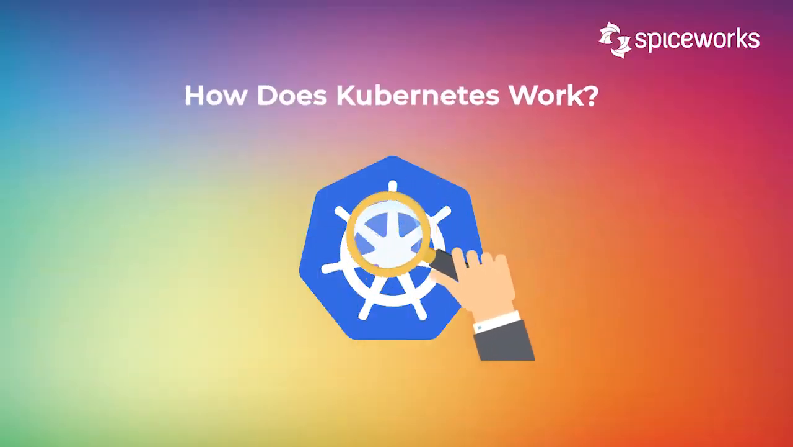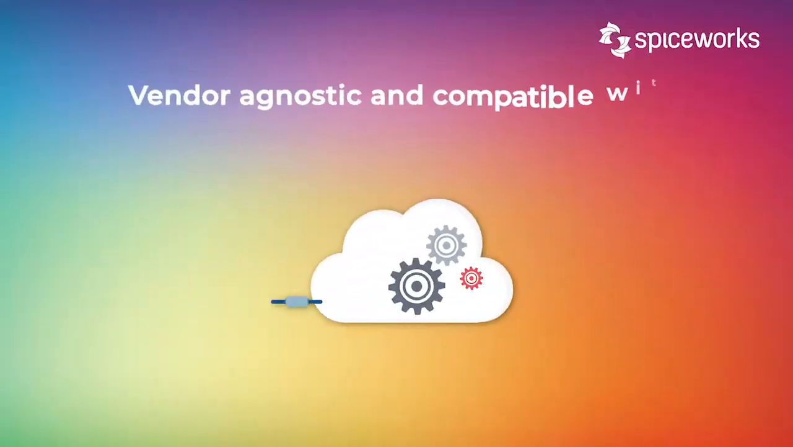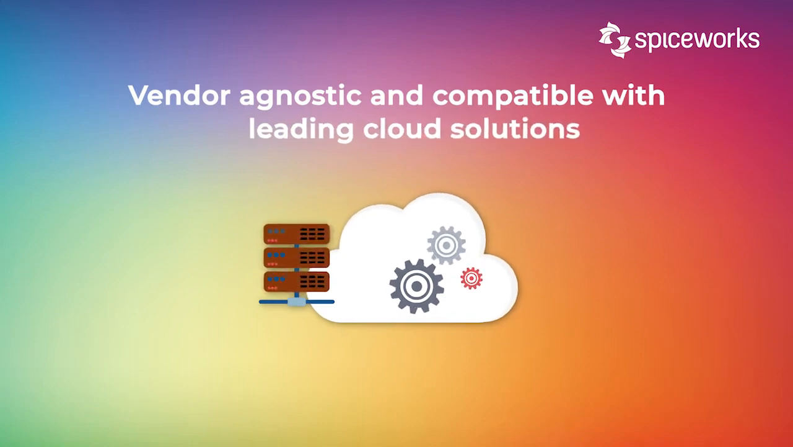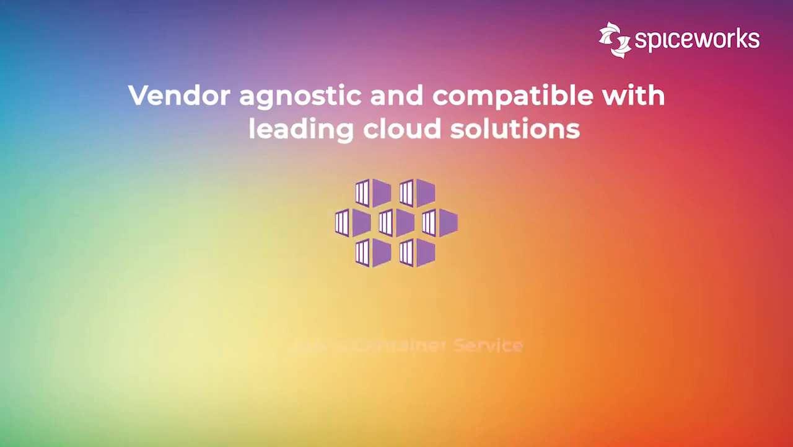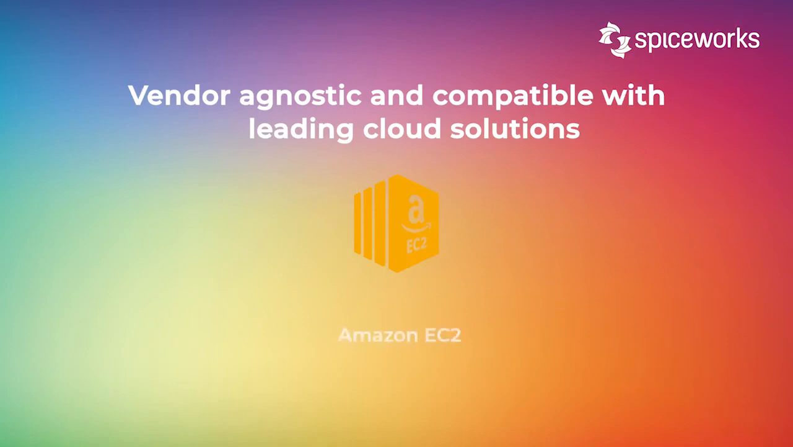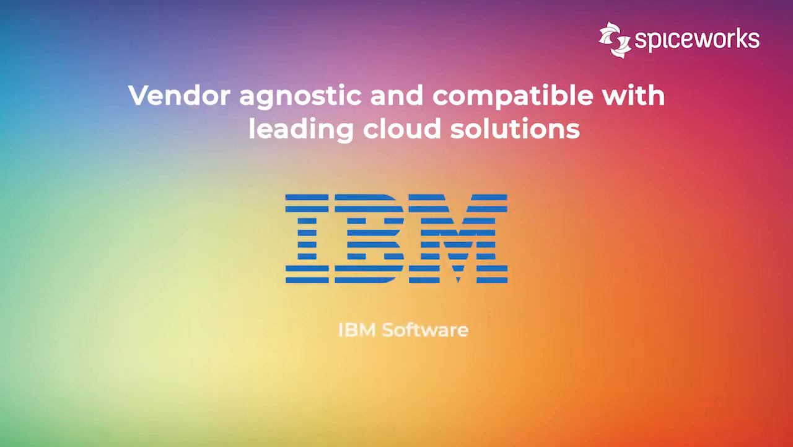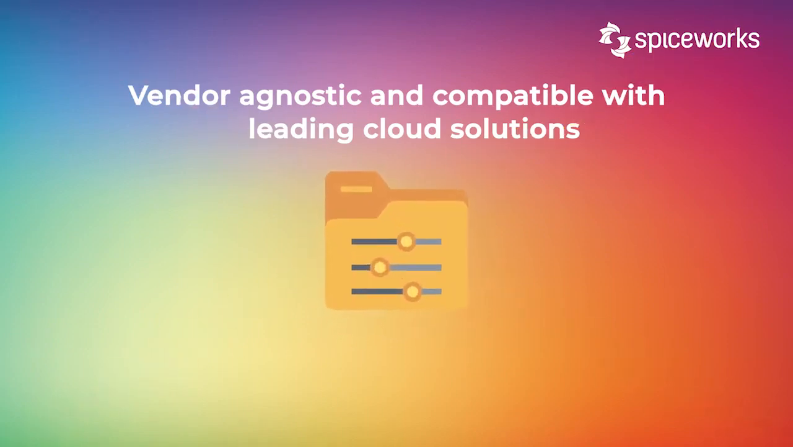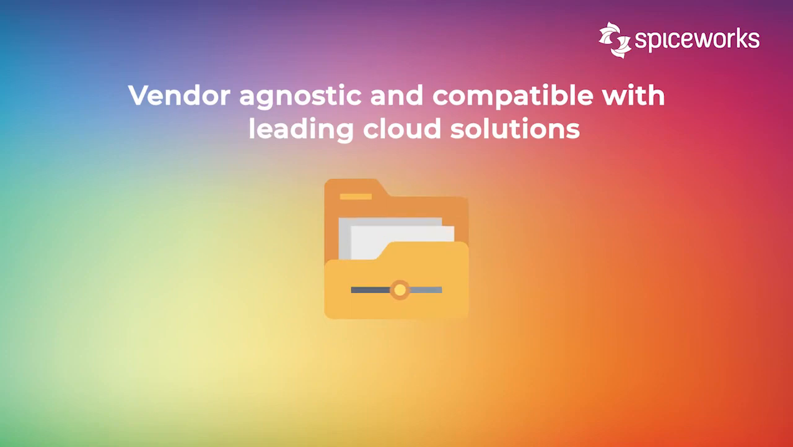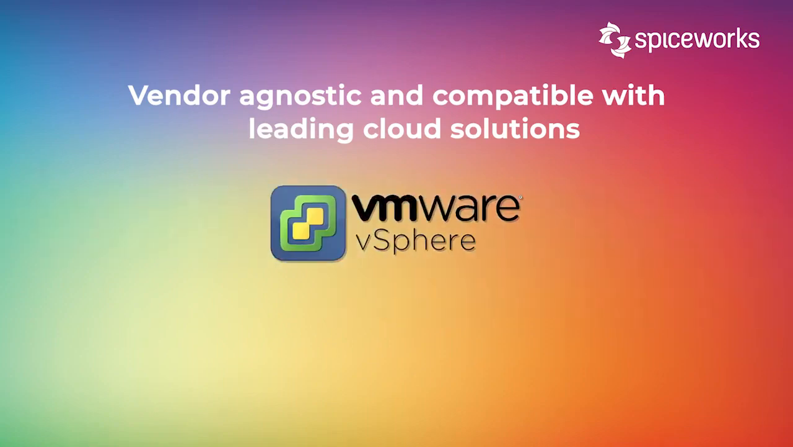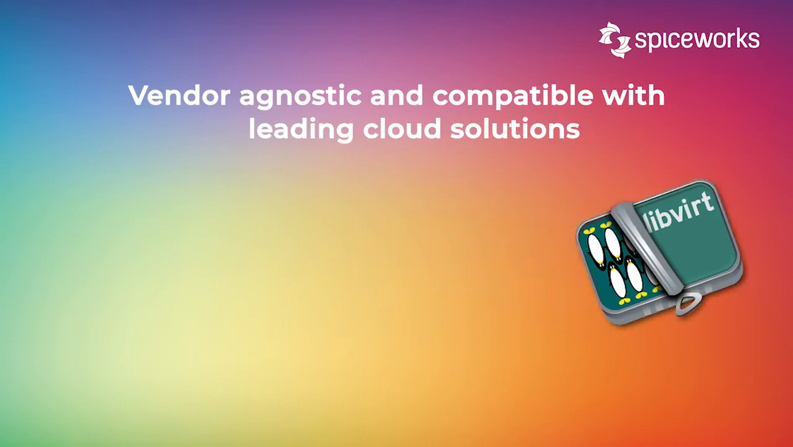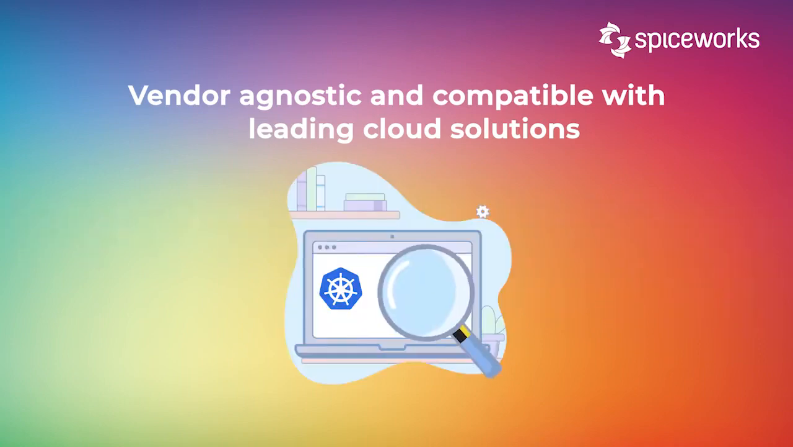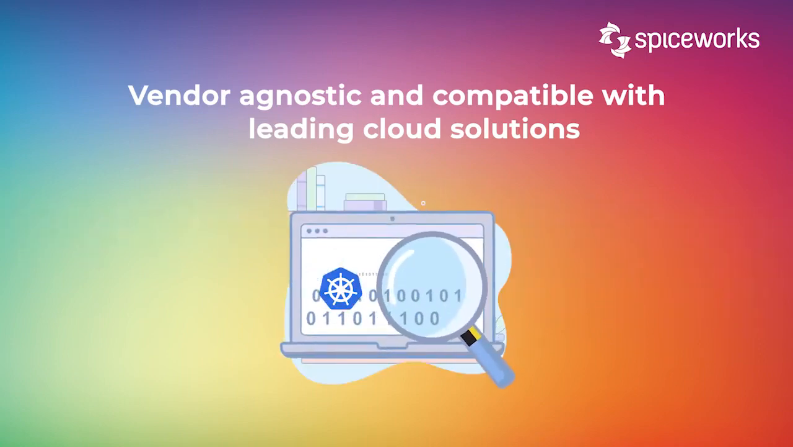How does Kubernetes work? Kubernetes is vendor-agnostic and compatible with most leading server and cloud solutions, including Azure Container Service, Amazon EC2, and IBM software. It also works with bare metal configurations using CoreOS and similar solutions, as well as vSphere, Docker, libvirt and Linux kernel-based virtual machines. But what exactly does Kubernetes do?